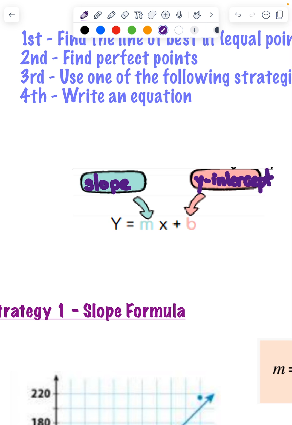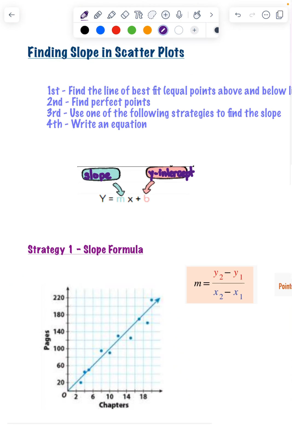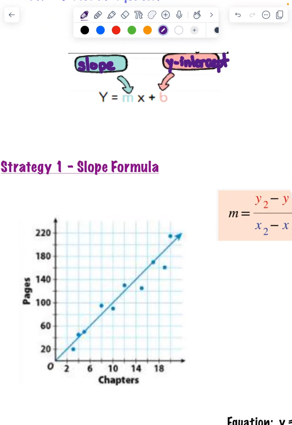Okay. So when we're done finding our slope, we will then need to look back at the graph and see where does our line cross the y-axis, where is our line starting on the y-axis, where is our line starting for our line of best fit. The first strategy that we're going to use to find slope is slope formula. We're again starting by finding those perfect points.